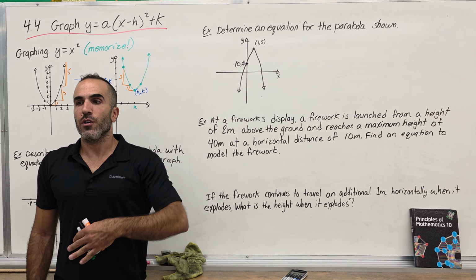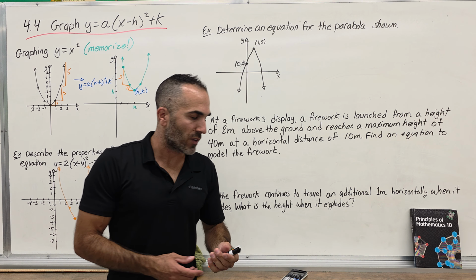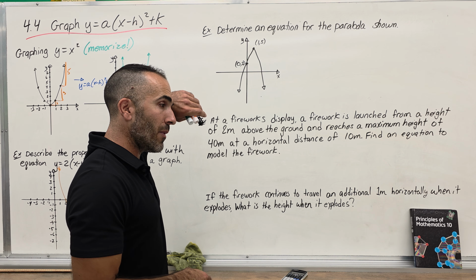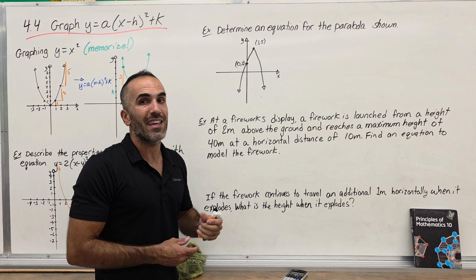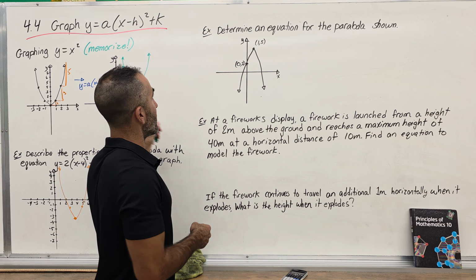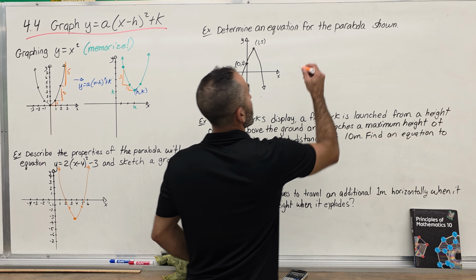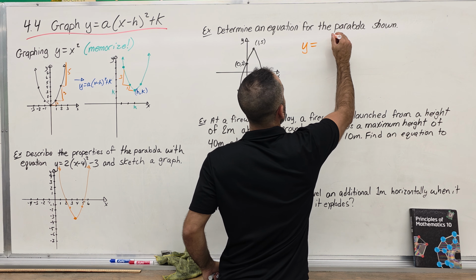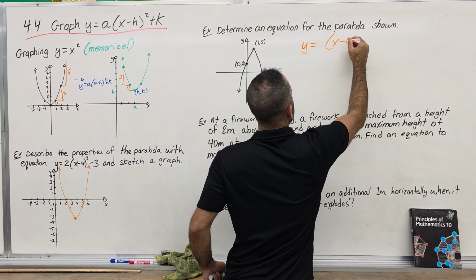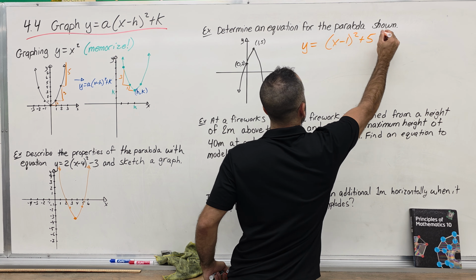Harder is going backwards. If you see a parabola, you have to determine what the equation is, and where you're going to make a mistake is always going to be the a value. If I know the vertex is 1 and 5, it's very easy to come up with my equation. It's y equals a(x minus h) squared plus k.